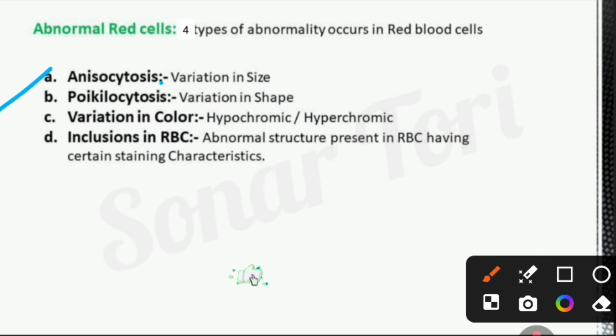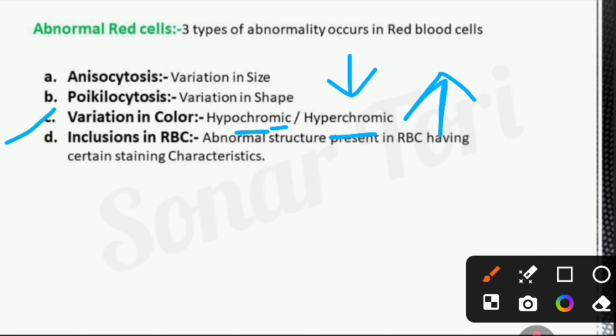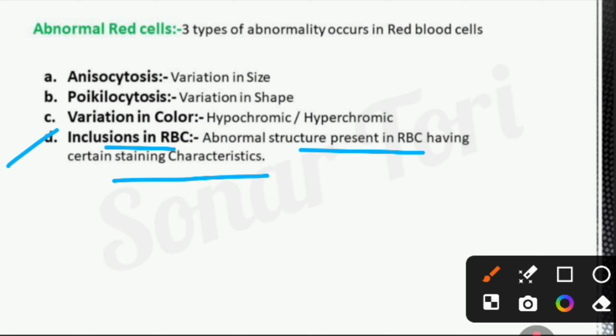A. Anisocytosis. When variation occurs in the size of the RBC, it is called anisocytosis. Then B. Poikilocytosis. When variation occurs in the shape of the RBC, it is called poikilocytosis. Then the variation in color can be divided into 2 types, hypochromic and hyperchromic. Hypochromic, where the color of the RBC is decreased, and hyperchromic, where the color of the RBC is increased. And then D. Inclusion in RBC, an abnormal structure present in the RBC which has certain staining characteristics.